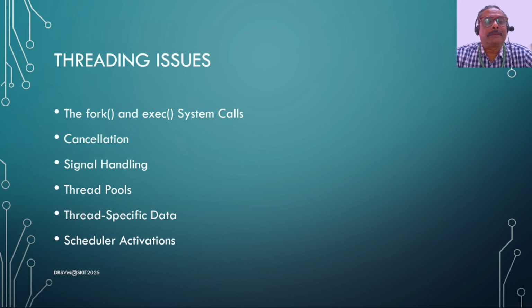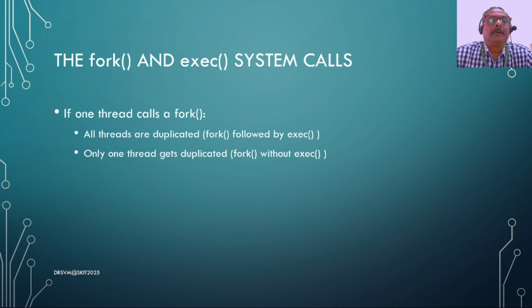So the various issues to look at are the fork and exec system calls, cancelling the thread, signal handling, thread pools, thread specific data, and scheduler activations. So let's see them one by one.